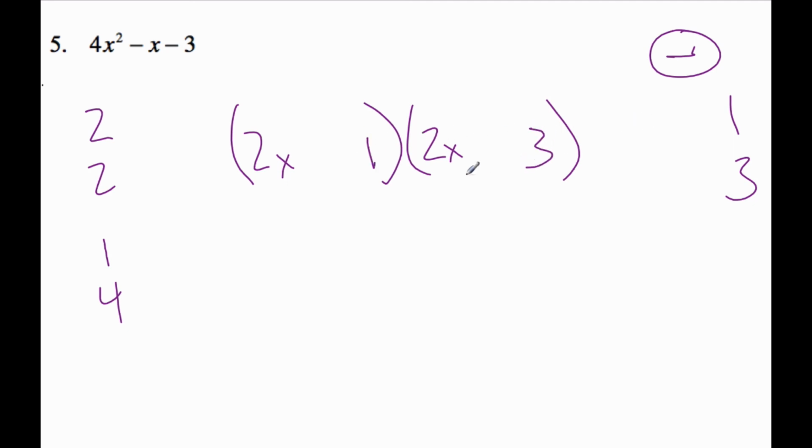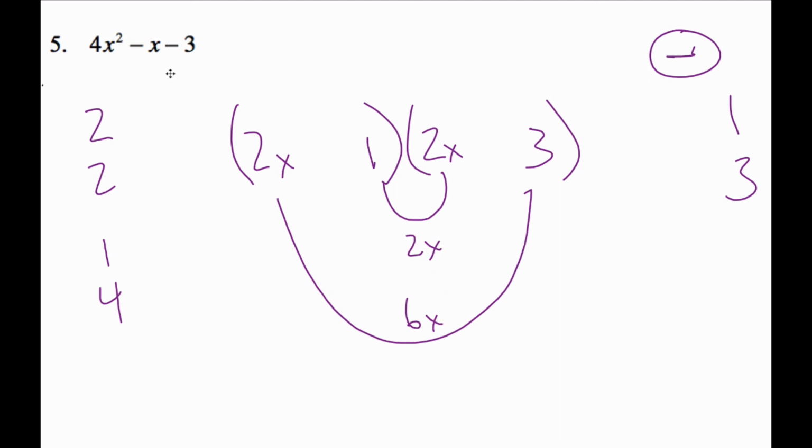So 1 and 3. Here's a 2x, and this is a 6x. I'm not going to get negative x. If I switch it around, will it make a difference? If I make this 3 and this 1, it's not going to make any difference because it's still 2 times 2x. So I know it's not going to be 2 and 2. And so then I'll get rid of this one.